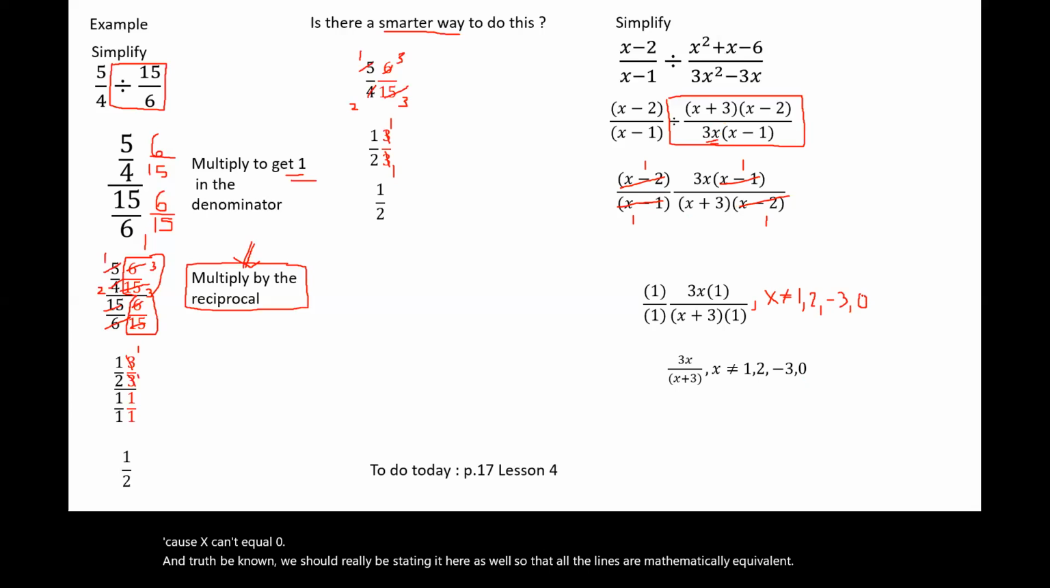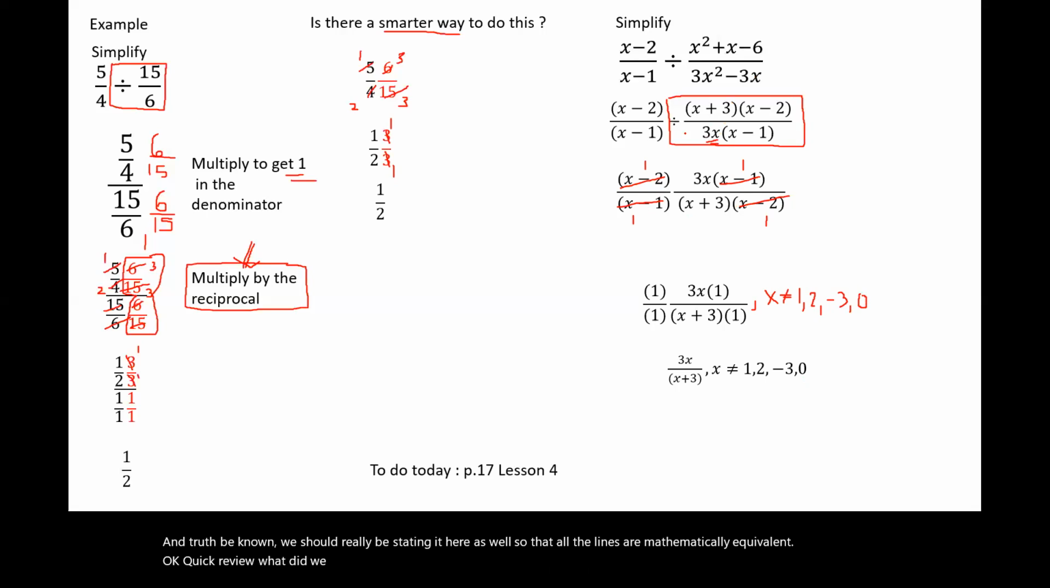Okay, quick review. What did we do? We factored. When we're dividing, it's the same as multiplying by the reciprocal. The reciprocal is really just this turns upside down. Simplified, stated all restrictions from any term that spent any time on the denominator.